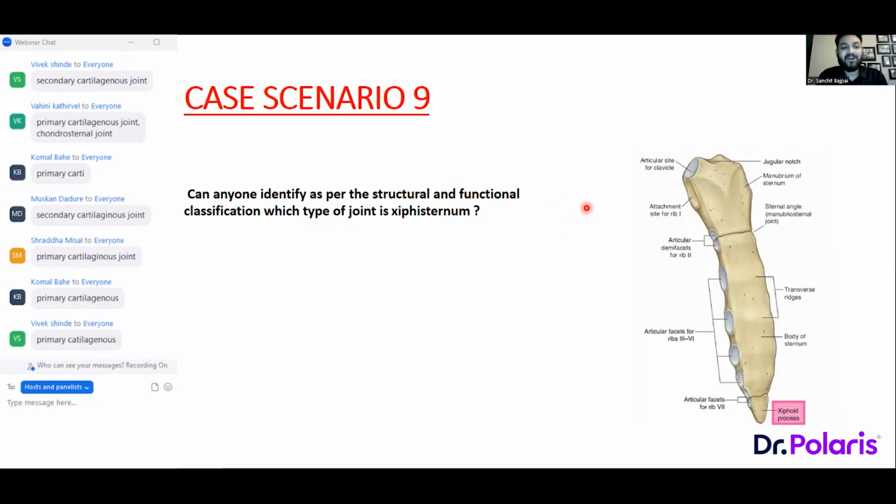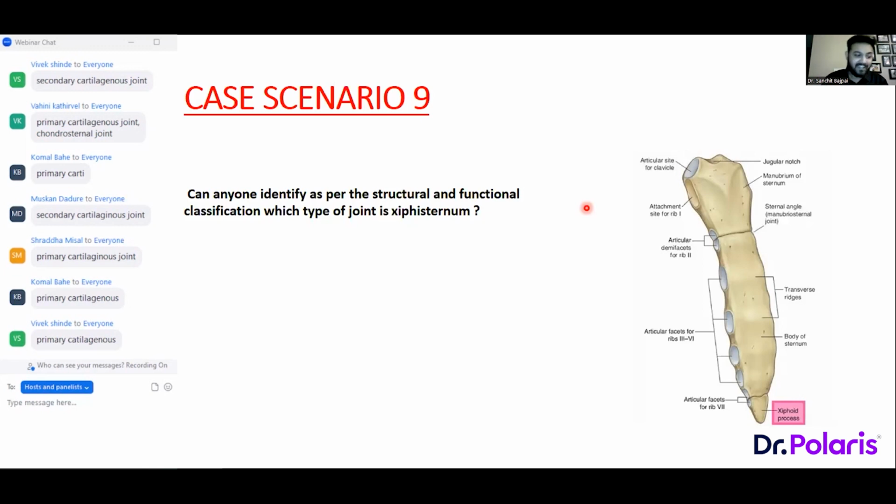So you have answered what variety? Primary cartilaginous joint. Primary cartilaginous joint is also called? Synchondrosis. Great, synchondrosis. So is this a structural classification or a functional one? It is a structural classification. So structurally, the xiphoid and sternum form a joint, the xiphisternal joint, which is called a synchondrosis.